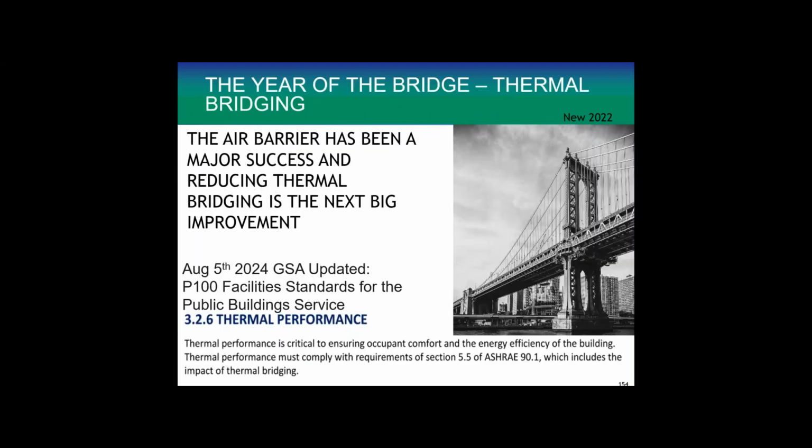Now, this to me is a big deal, and I think it's as big a deal as the air barriers. The air barriers have been a major success. We issued this in 2022, and already the GSA has said that any of their buildings shall have thermal performance as critical to ensure occupant comfort and the energy efficiency of the building. Thermal performance must comply with section 5.5 of ASHRAE 90.1, not the air barrier section, the thermal bridging section, which includes the impact of thermal bridging.